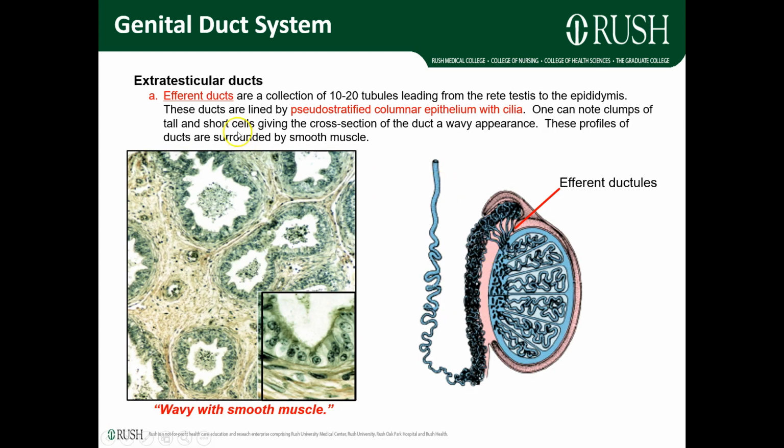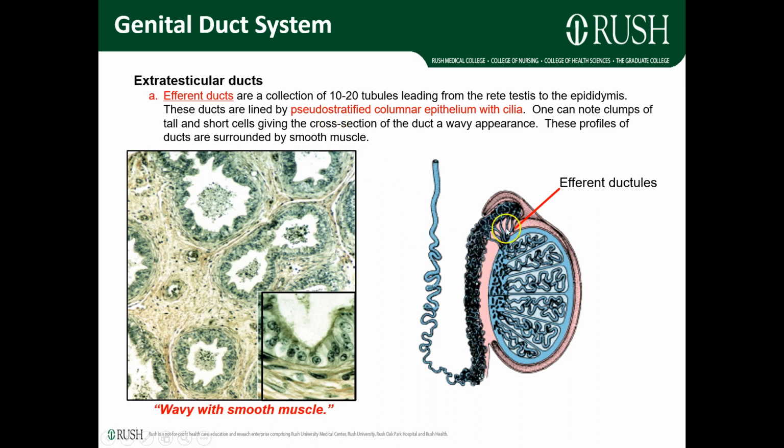Having gone through that stage, the next stage is the extratesticular ducts. One of the regions where this happens is referred to as the efferent ducts, and they are pointed out here in this picture of the testis and the epididymis. These are the connection between the two, and they are generally between 10 and 20 tubules, which are leading from the rete testis to the epididymis.